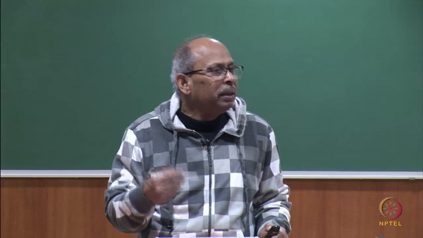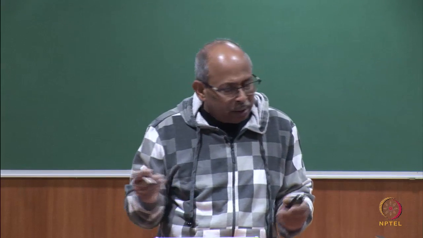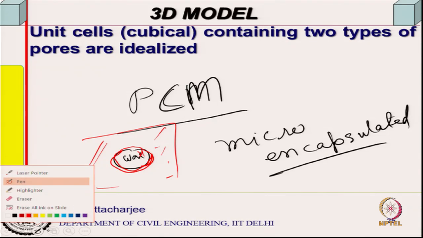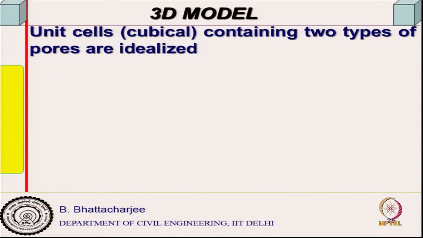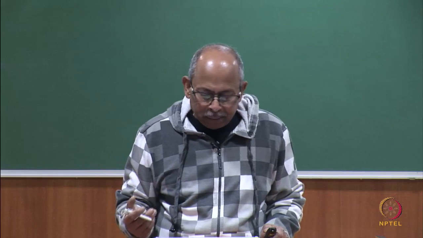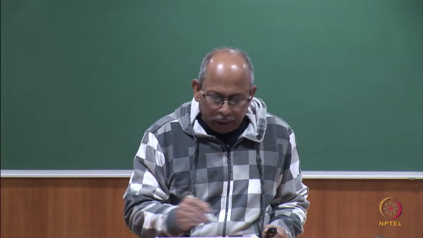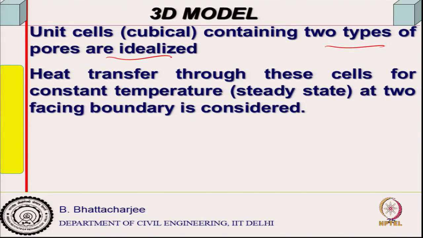So, then there is 3-dimensional expansion, 3-phase material, multi-phase system. But right now I am looking at the 2-phase system only. It is possible to extend even this kind of concept to a 3-phase system. So, one can consider 2 types of pores. So, these cells are for constant temperature.